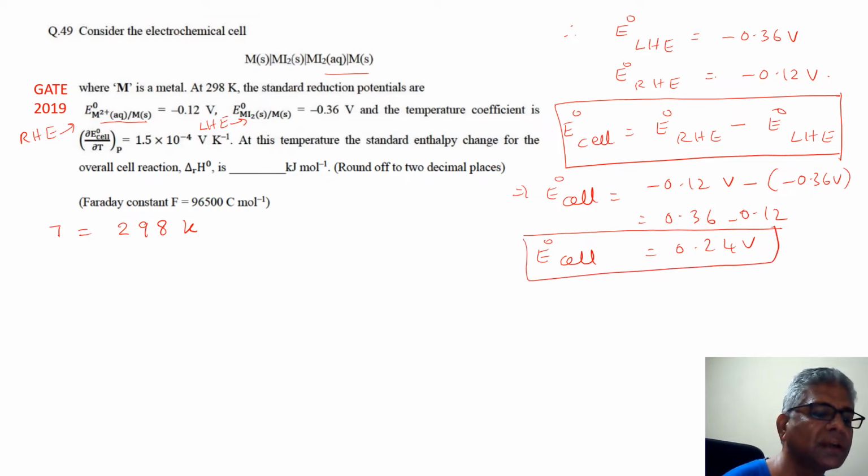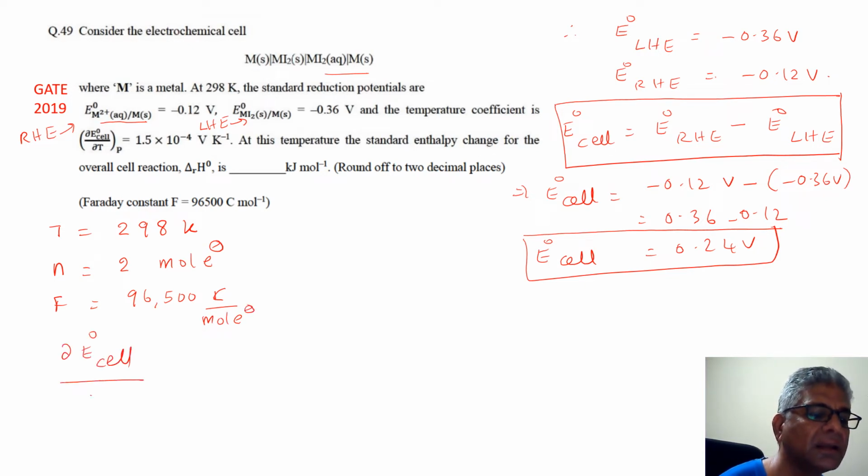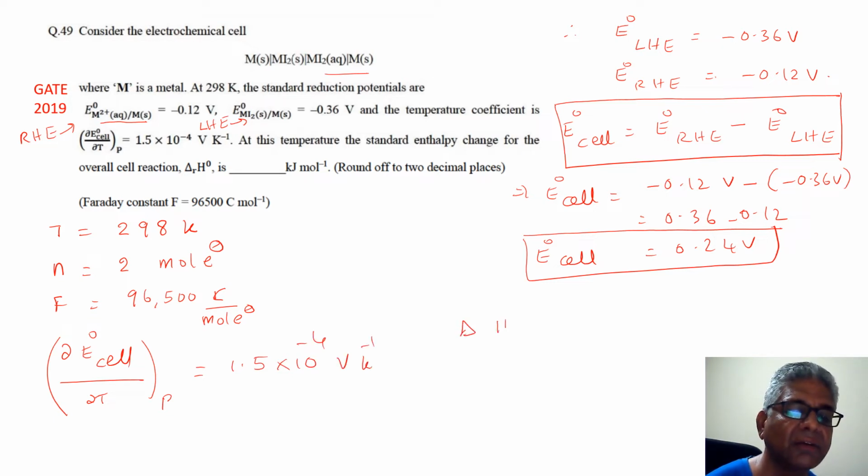And then 298 K, and here it is very clear that n is equal to 2 mole electron, and given F is equal to 1 Faraday is equal to 96,500 coulomb per mole electron, and the temperature coefficient is given as dou E0 by dou T at constant pressure, that is equal to 1.5 into 10 to the power of minus 4 volt Kelvin inverse. And what we have to calculate is the delta H0 for this particular reaction.